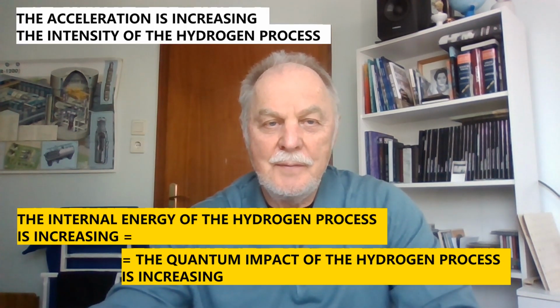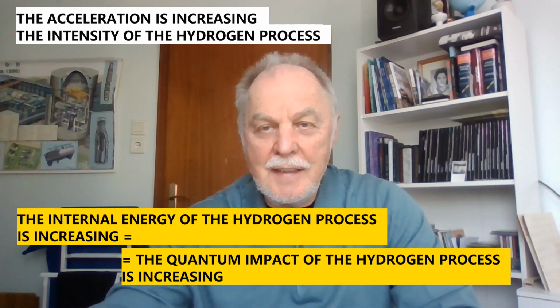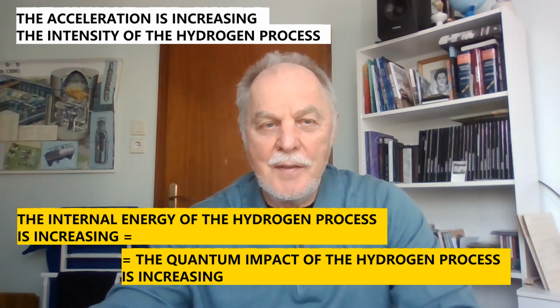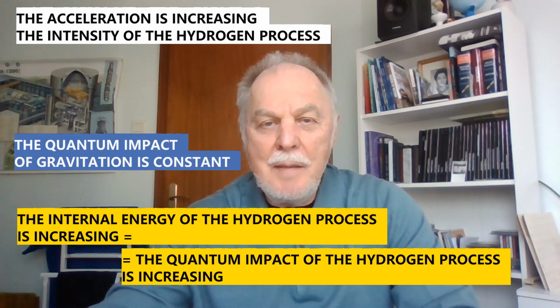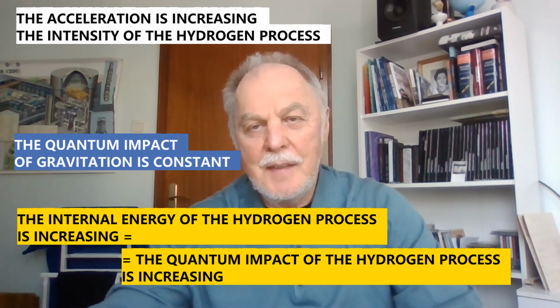What are the basics of the experiment? The acceleration is increasing the intensity of the hydrogen process. The internal energy of the hydrogen is increasing, which is also increasing the quantum impact of the hydrogen. The quantum impact of the gravitation is constant. The circular channel is positioned at 10 centimeters above the Earth's surface.